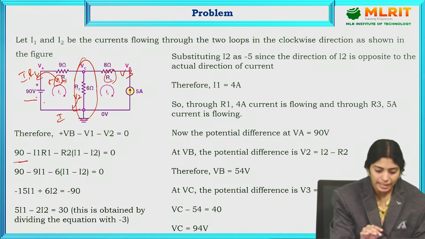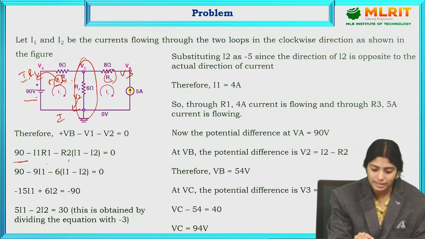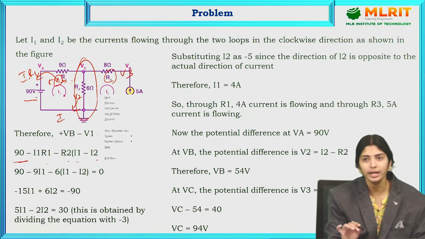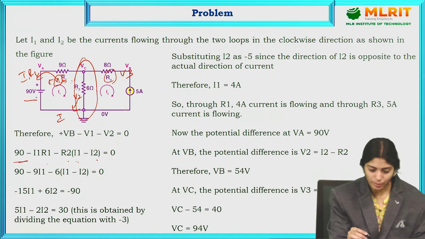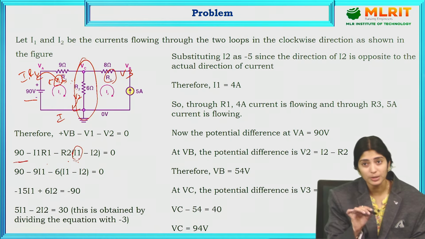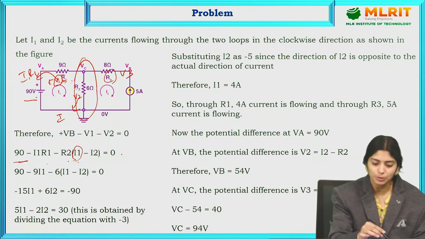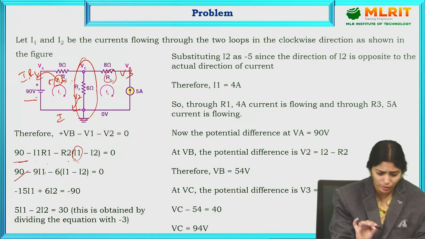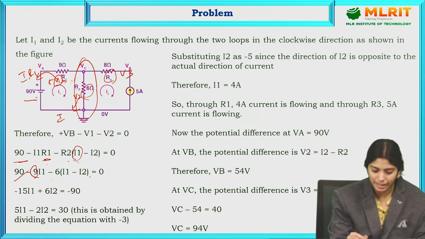Okay, so minus 90, minus I1 R1, minus, so here we are writing down the equation with respect to I1. So (I1 minus I2) into R2, because we are writing down the equation with respect to I1. So with respect to I1, I2 is negative. So that equals 0. Now substitute all these values. So 90, I1 means how much? I1 means I1 only, we have to find that. R1 value we know is 9. Minus R2 value, how much is R2? 6 into (I1 minus I2) is equal to 0.